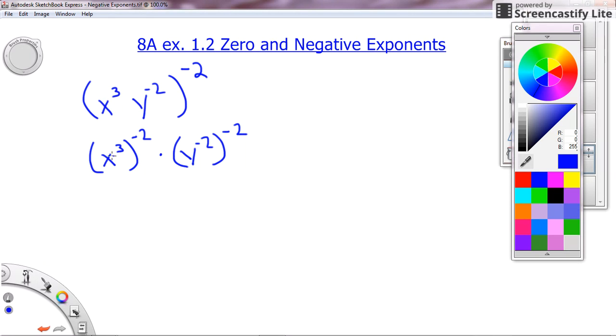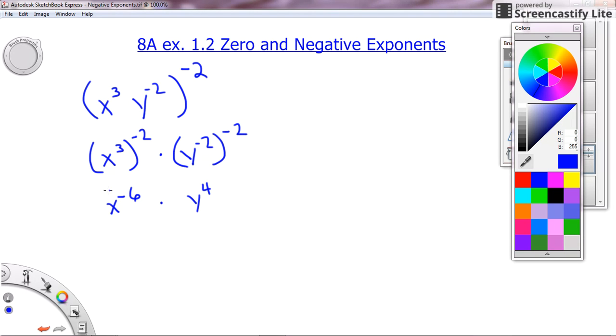Here I'm raising a power to a power, so we multiply our exponents, and that's going to be x to the negative sixth times negative 2 times negative 2 is y to the positive fourth. Now I have to deal with this sign. Usually in these types of problems, you want to have all positive exponents in your answer.